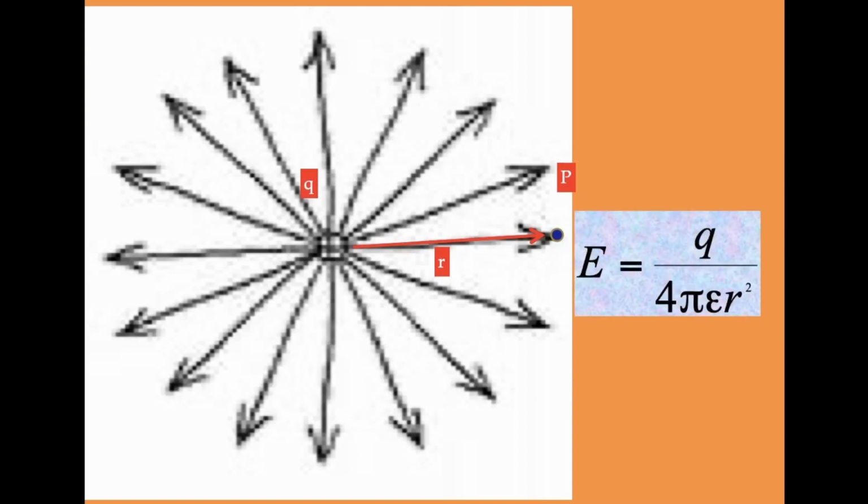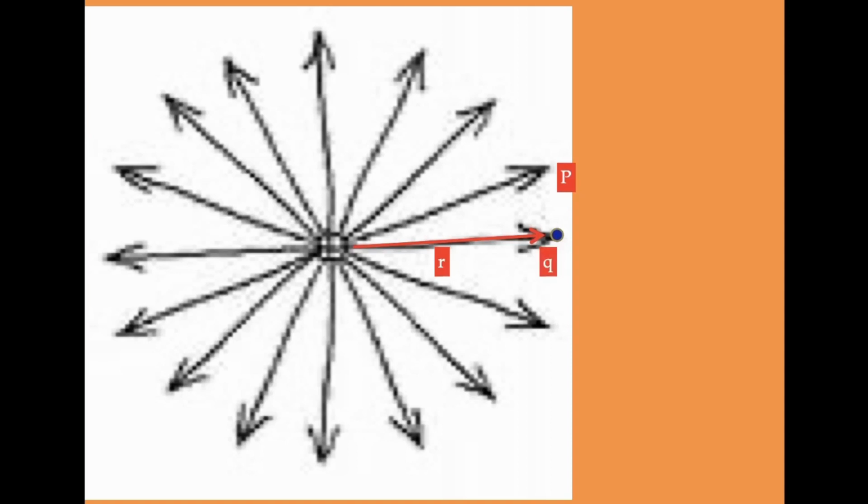Suppose this is charge Q and there is electric field due to this charge Q. There is a point P in the electric field which is at a distance r from the charge. Then electric intensity at the point P is given by E is equal to Q upon 4 pi epsilon r square. What is this Q? This Q is the charge which is responsible for the electric field.